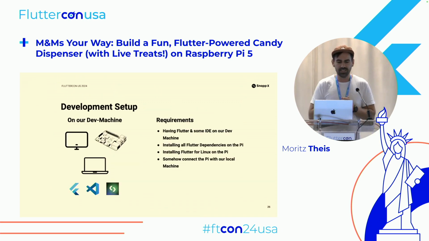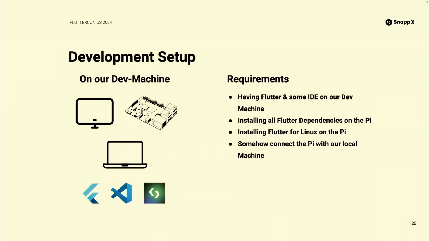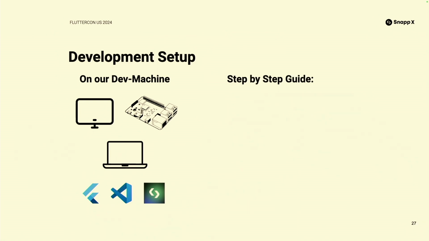What requirements are we facing here? First and foremost, we need Flutter and some IDE on our normal dev machine, but I guess we all have that here because it's a Flutter conference, and I guess all of you have been developing with Flutter. Then we'll have to install all the dependencies for Flutter on the Pi and of course Flutter itself. Last but not least, we have to somehow connect the Pi with our development machine so that we can debug with it. So let's go through that step by step, what we have to do.